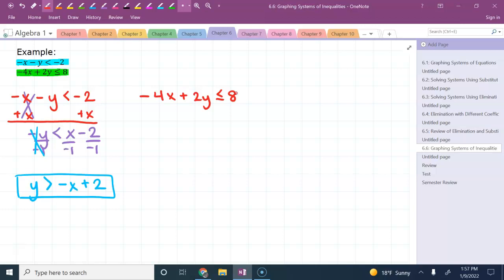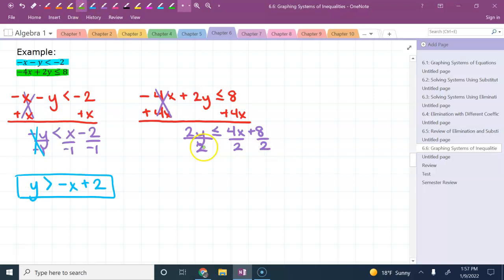All right, what I would have done first is added 4x over. So we have 2y less than or equal to 4x plus 8. Then we're going to divide everything by 2. Now this time you're dividing by a positive, so you do not need to switch your sign. So it's going to be y is less than or equal to 2x plus 4.